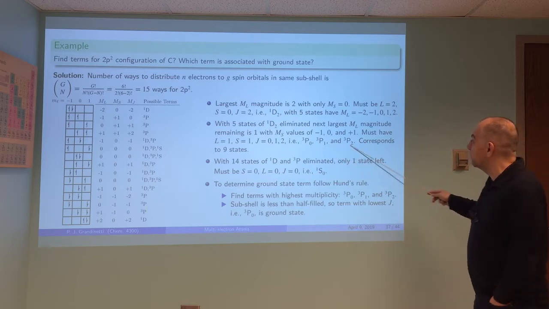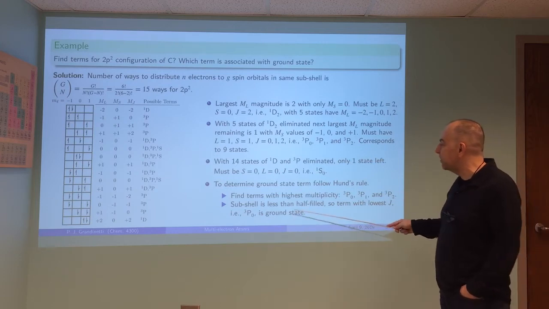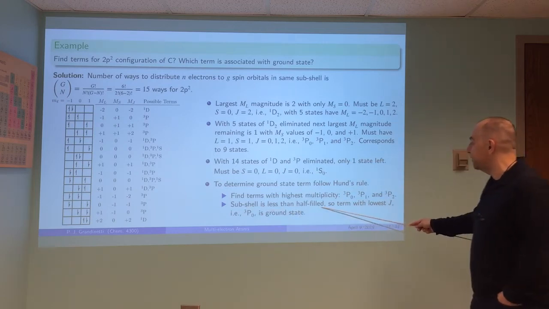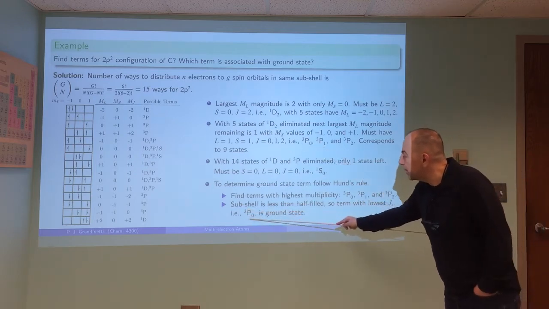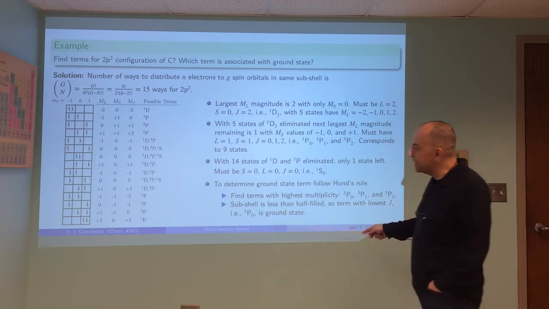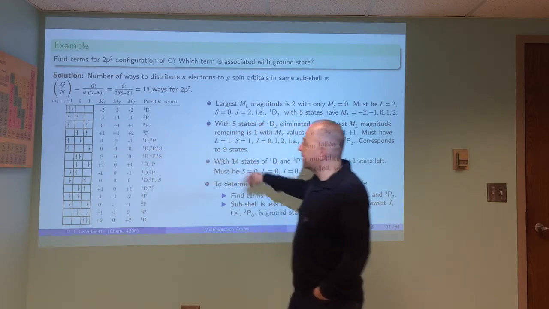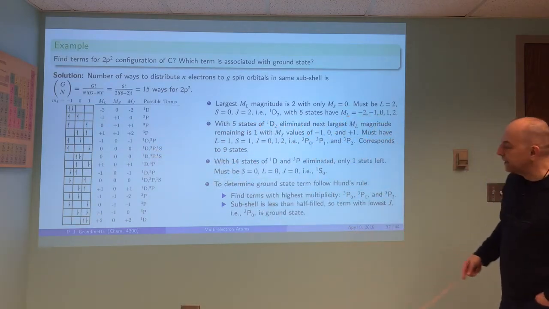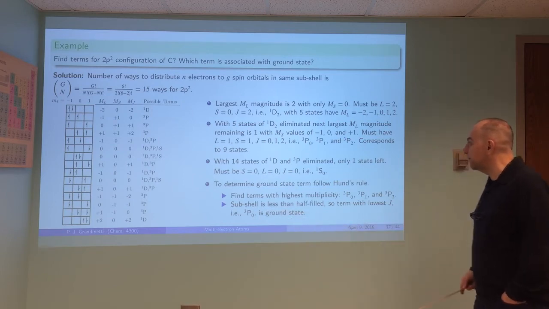Now we have to look amongst the different J's, and in this case the subshell is less than half filled. So we're going to take the lowest J, which is this one. So triplet P0 is the ground state for the 2P2 configuration. Triplet P0 will be some linear combination of these states, and you'd have to work that out with, say, Clebsch-Gordan coefficients. But to identify the ground term symbol, we've done everything we need to do here.